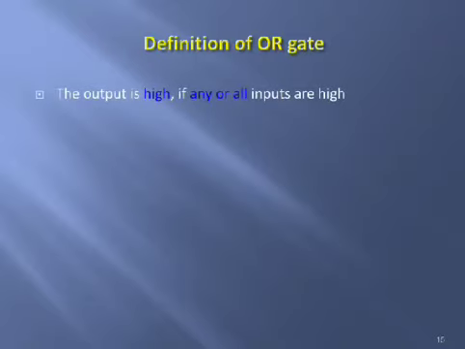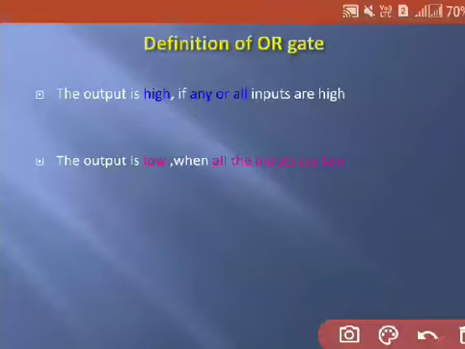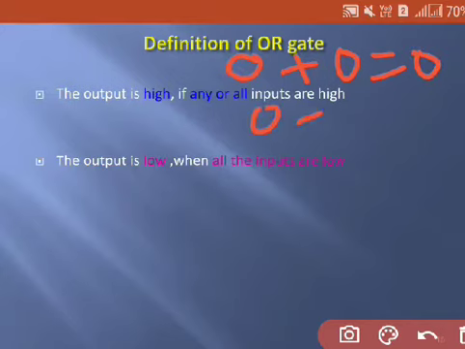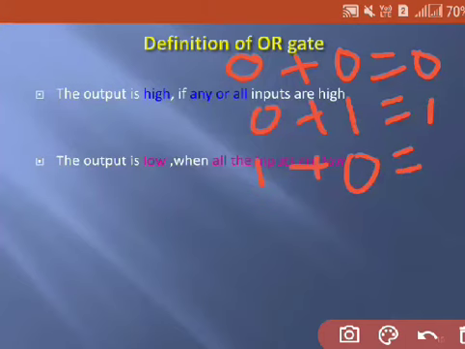Next we will see how you are defining the OR gate. OR gate output is high if any or all the inputs are high. You already know the OR gate implements the basic OR logic operation. So logical OR operation means 0 plus 0 is equal to 0, 0 plus 1 is equal to 1, 1 plus 0 is equal to 1, and 1 plus 1 is equal to 1.